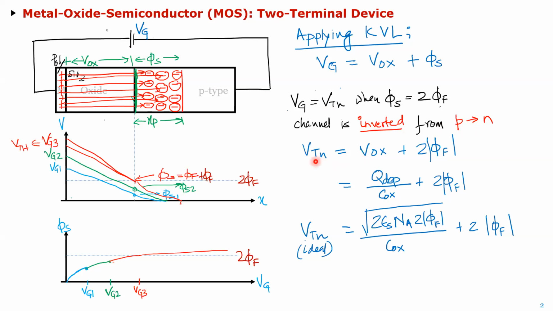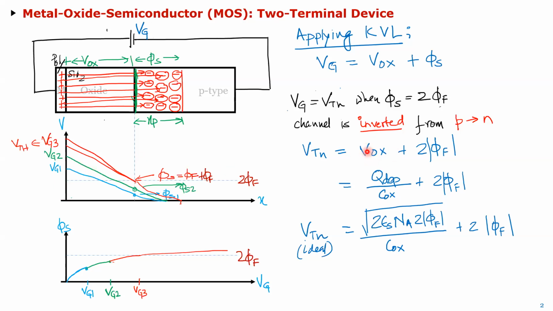So that voltage VG when phi s is equal to 2 phi f is called the threshold voltage. In this case, I call it VTN because this is actually a part of NMOS. I haven't drawn the drain and source, but it is part of NMOS. So what is that voltage? It's the voltage which I need to build across this capacitor to fill all this charge here, the depletion charge, plus this voltage to be equal to 2 phi f. So basically this voltage plus this voltage here.